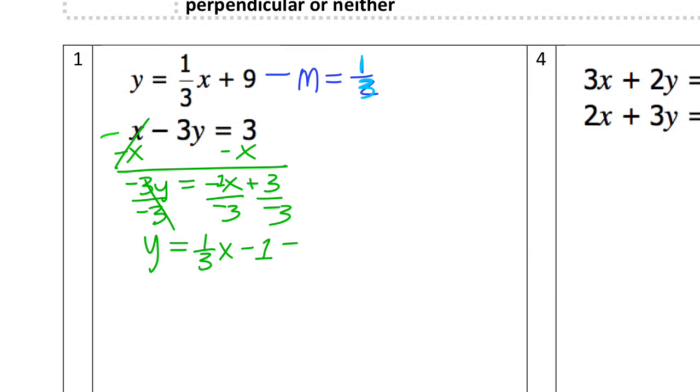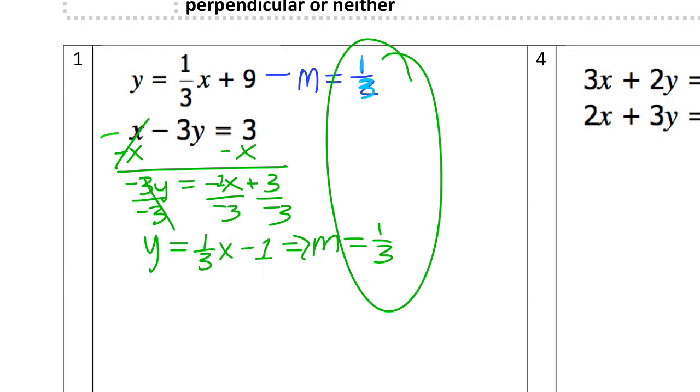And now I can identify what the slope is here. The slope for this equation would be 1/3. So now this brings me to my comparison. My slope for the first equation was 1/3 and my slope for the second equation was 1/3. So what I'm seeing is that these two slopes are the same, and I know if the slopes are the same, then the lines are parallel. So I'm going to write parallel lines and put a box around it.